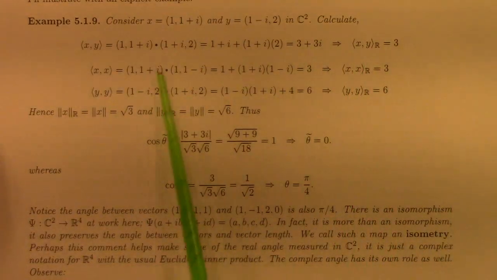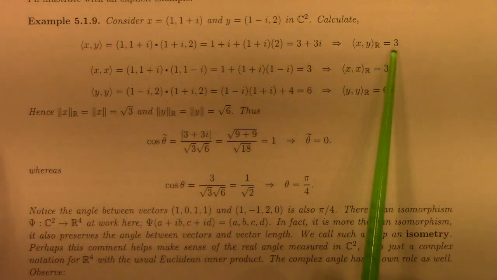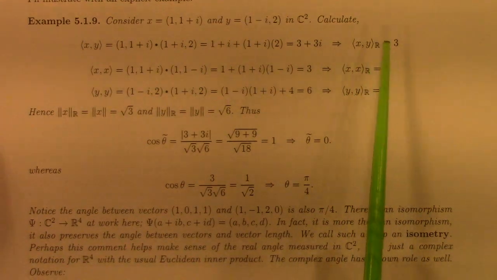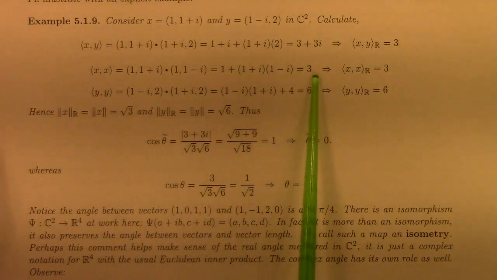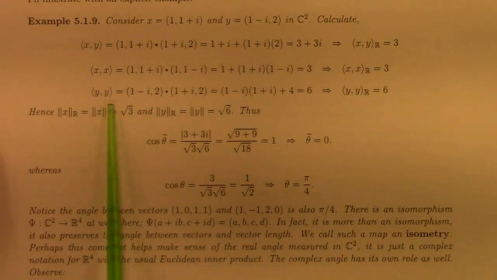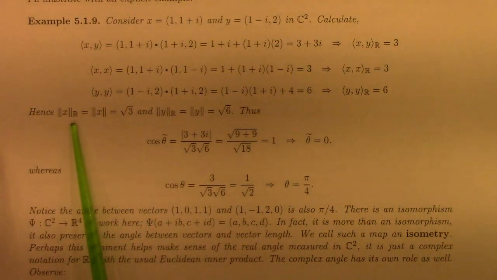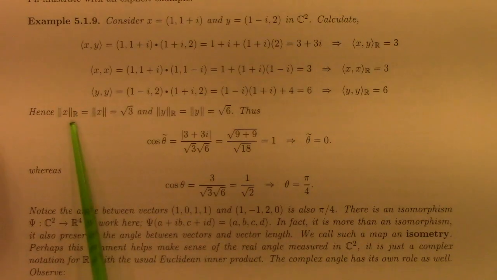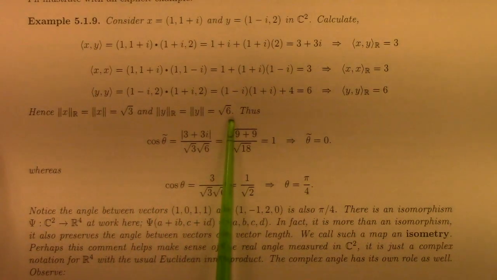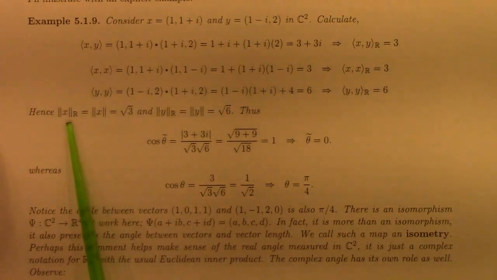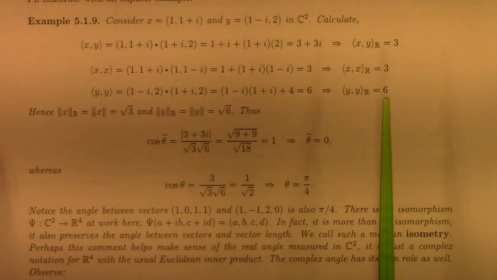So that tells me the real part of that is just 3, which was our definition of the real inner product for the complex 2 space. On the other hand, the inner product of x with x is 3, and the inner product of y with y is 6. And so the real length of x in complex 2 space is root 3, and the real length of y is root 6. By the way, the real and the complex lengths are in agreement. They're both root 3 and both root 6.